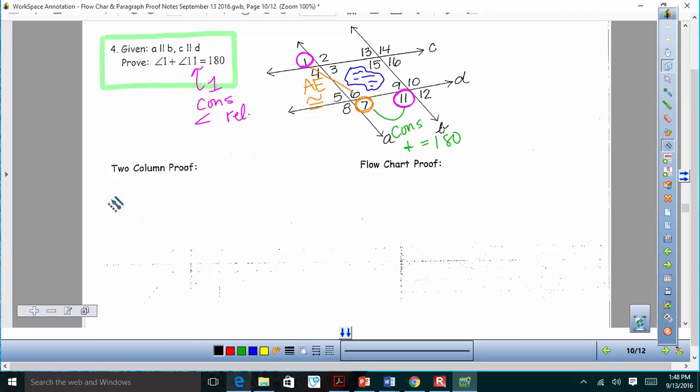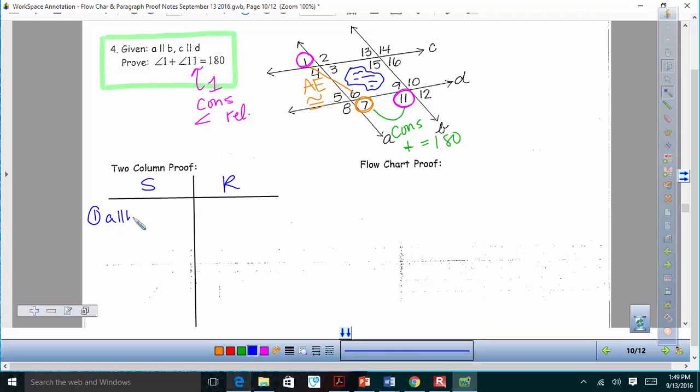Okay, so let me show you how to shorten it so you don't have to do as much work. So we're going to do our T-chart. I'm going to write S and R, okay? My first step is still going to be my given, so I'm going to write A is parallel to B, C is parallel to D. That's because it's given, okay?